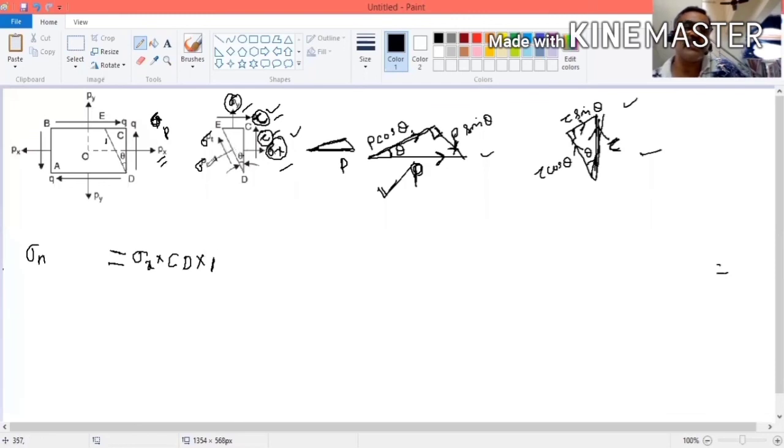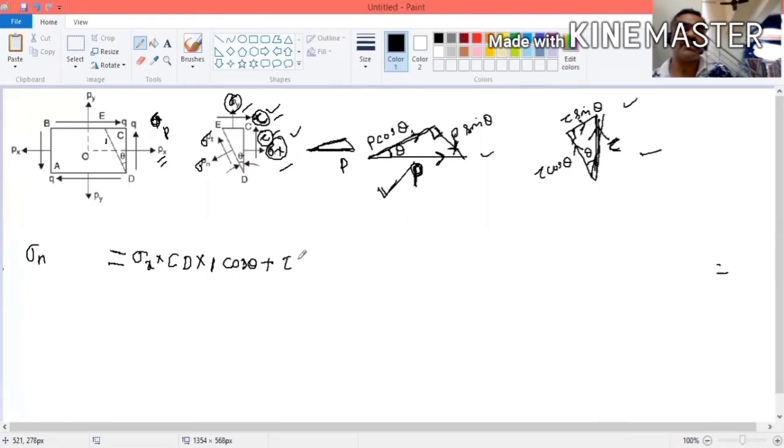Now I want to convert it to this direction. This is a horizontal force. When there is a horizontal force, if you want to resolve it into this direction, you have to multiply with cos theta. So cos theta. Now another horizontal force is there. I convert this also into this direction. I have to put cos theta.